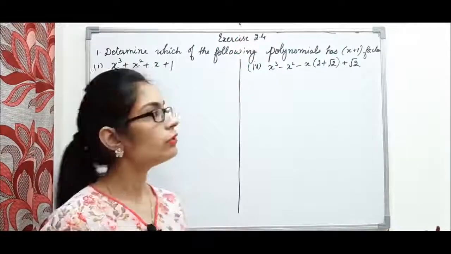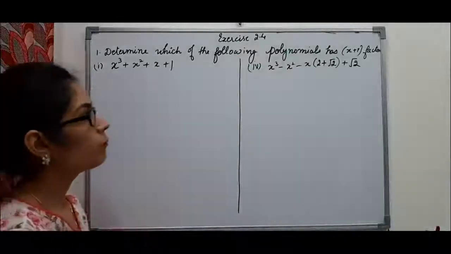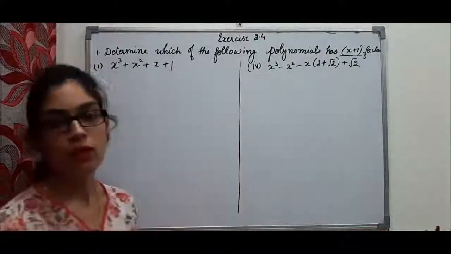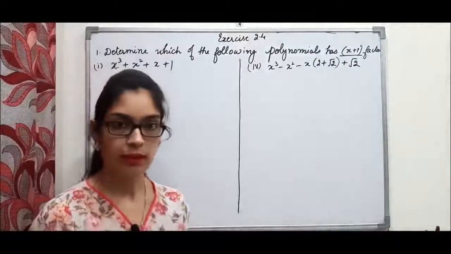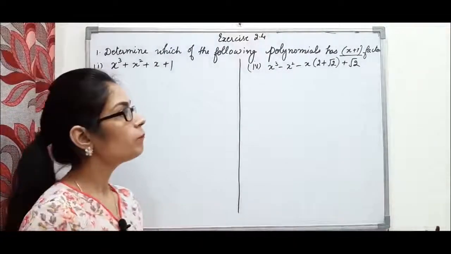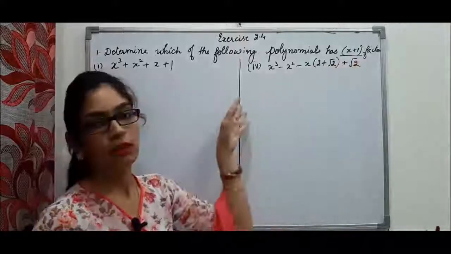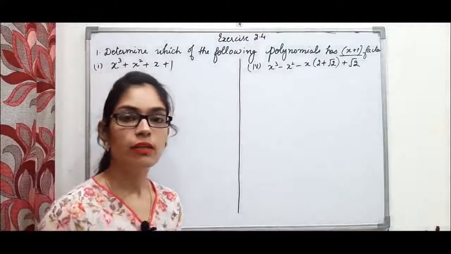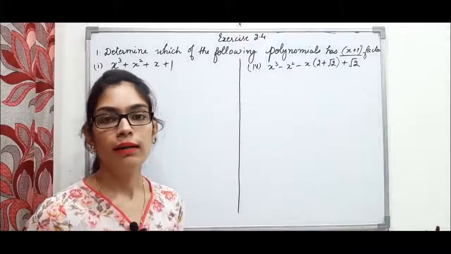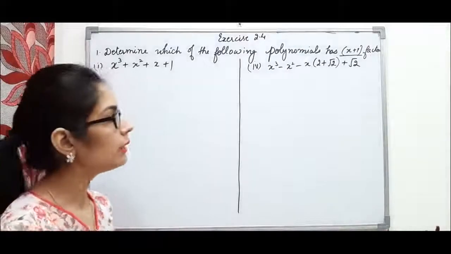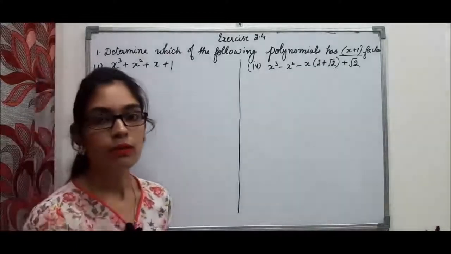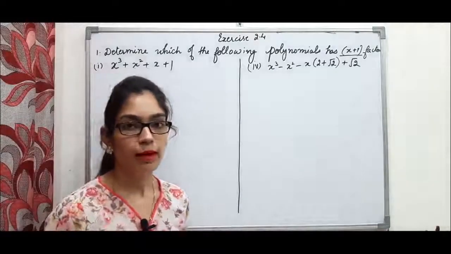So in the first question you have to check whether x plus 1 is a factor of the given 4 polynomials. 4 polynomials have been given to you, and you have to check whether this x plus 1 is a factor of any of these 4 polynomials. So we'll check the same way we have done for the examples previously. Here 4 parts are there, 2 I will do along with you and 2 you have to try yourself.